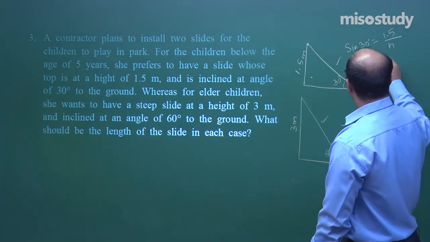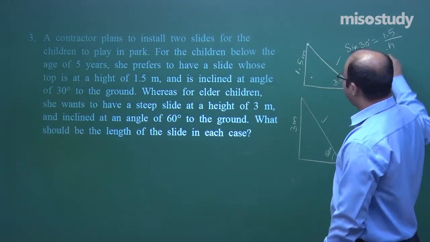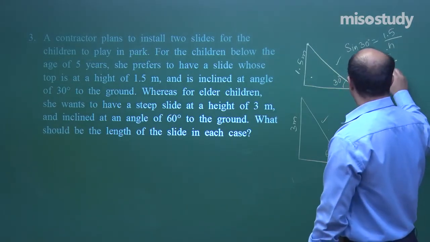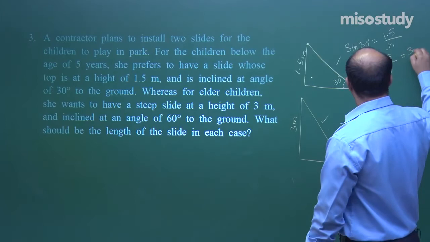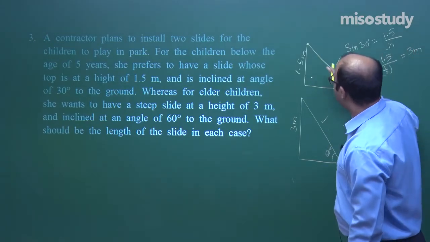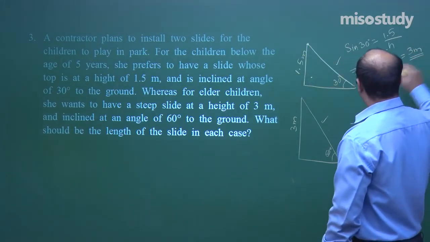So hypotenuse becomes 1.5 divided by sine 30, and what is sine 30 we used? That is half. So this will become 3 meter. So the younger children will use a slide of length 3 meter.